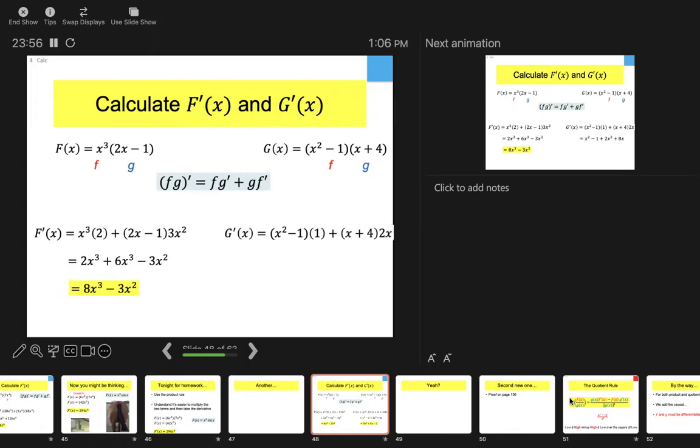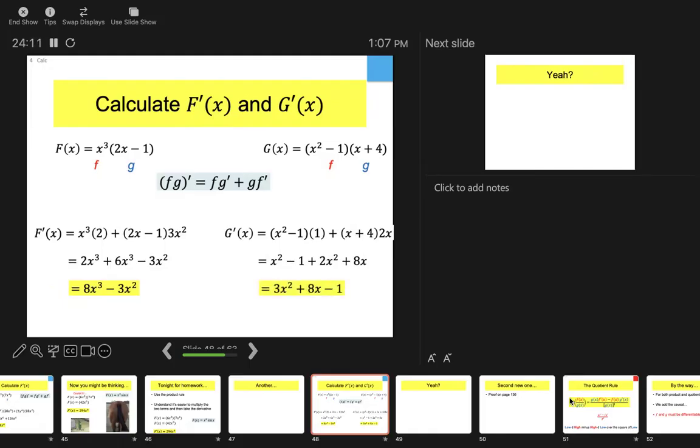So what do we get? x squared minus 1 plus 2x squared plus 8x. Okay. Final answer: 3x squared plus 8x minus 1. Okay, cool. And once again, if we're using the product rule, we can't do that in our head, right?